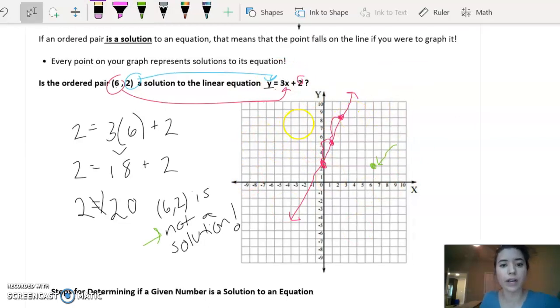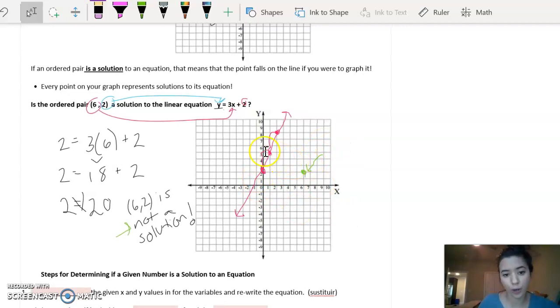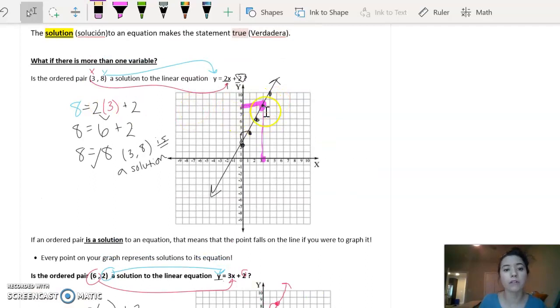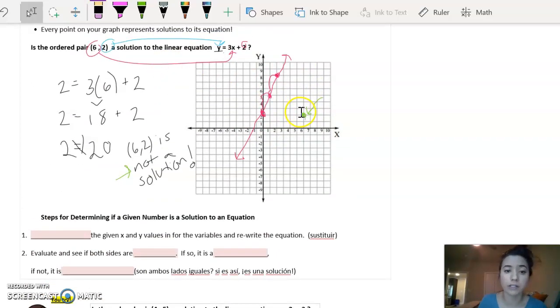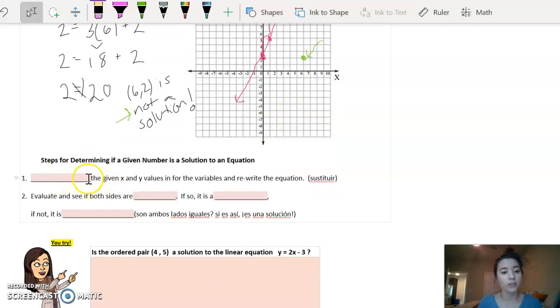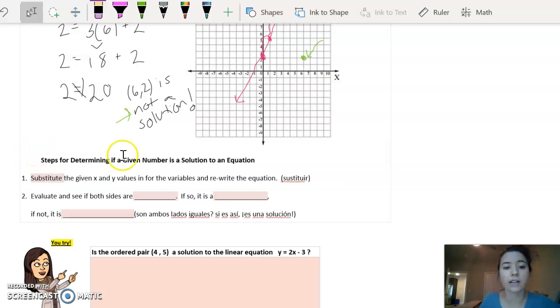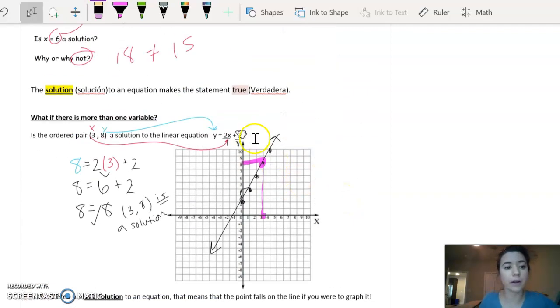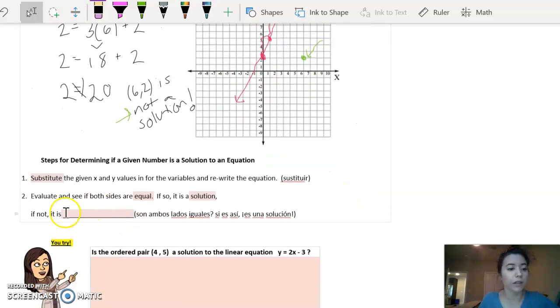Okay, so again, these graphs are just my visual way of showing you what it means to be a solution and not a solution. Solution means your point falls on the graph. Not a solution means it falls not on your graph. So steps for determining if it's a solution: you need to substitute your x and y values into your equation. You want to evaluate and see if both sides are equal. If so, it is a solution, just like this first one up here where we got 8 equals 8. If not, it is not a solution.